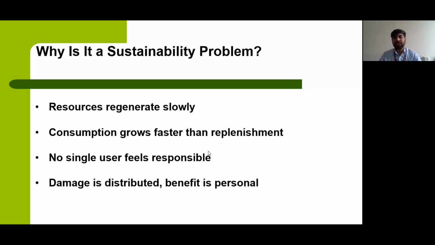So why is the tragedy of the commons a sustainability problem? Because the resources regenerate slowly, at about 20 to 40 tons per hectare per year. Consumption grows faster than the replenishment. No single user feels responsible, because everyone says that our cattle graze only a small part of the field and it will not impact it much, but cumulatively it affects the whole field. The damage is distributed, while the profit is personal, on an individual basis. The damage is spread over all the farmers because that field is not owned by anyone.